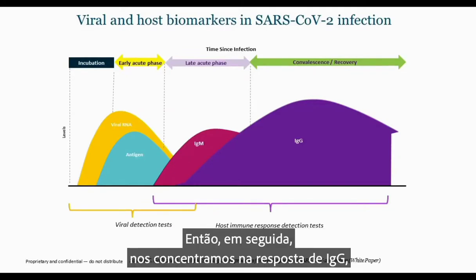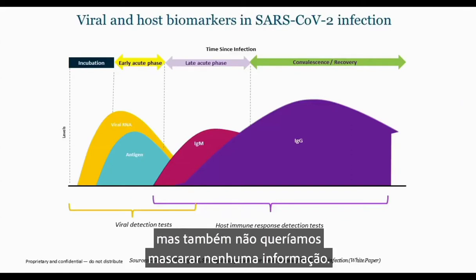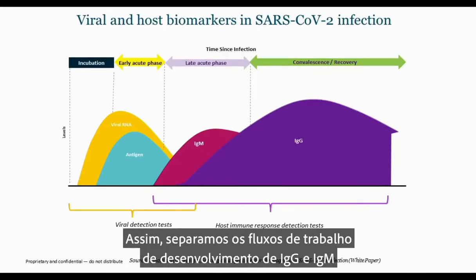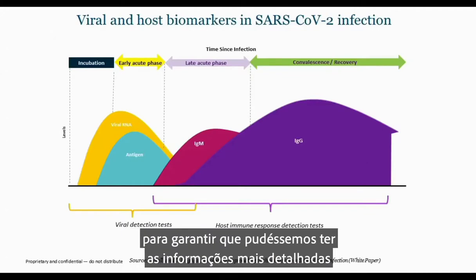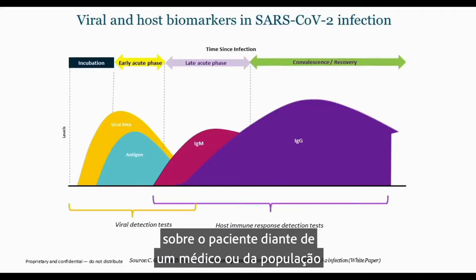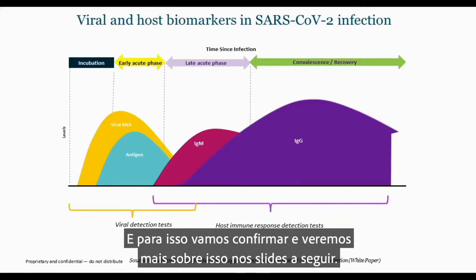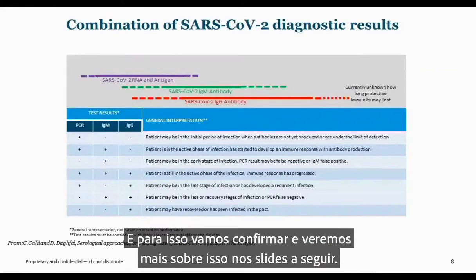So we focused on the IgG response next, but we also didn't want to mask any information. Again, we didn't want to be, I use the term arrogant, to think that we would know everything about this virus, so we can just lump all of the serology together. So we separated out the IgG and IgM development work streams to make sure that we could have the most granular information about the patient in front of a physician or the population that a public health system was facing. You'll see a little bit more about that in the slides that follow.